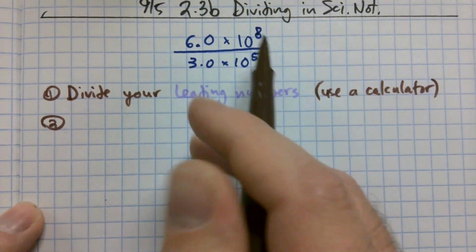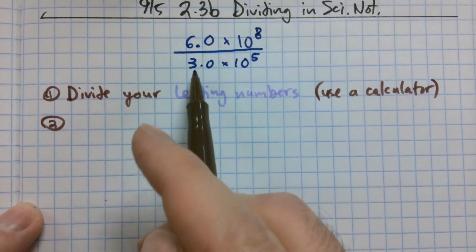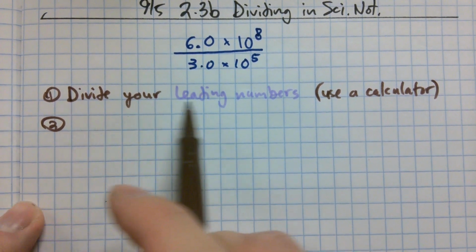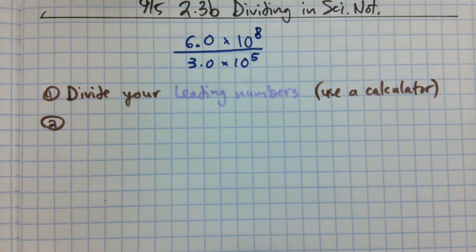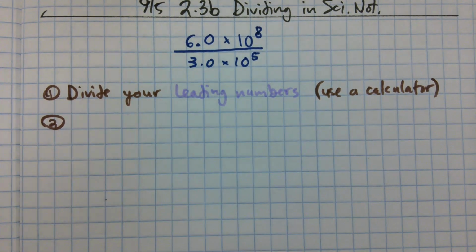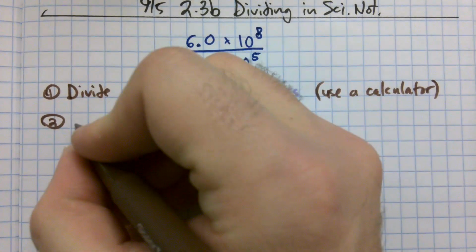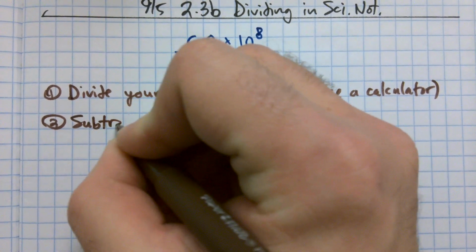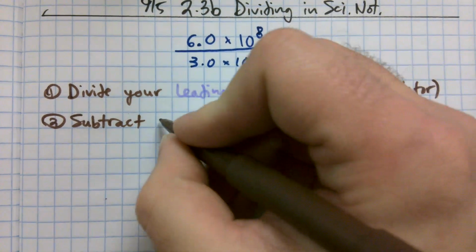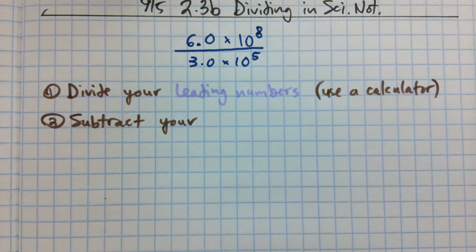If we take a look at this example up at the top, we have 6 over 3. If we divided those leading numbers, what would we get? 2, right? 6 divided by 3 gives us 2. Luckily, that's in between 1 and 10. Nice and simple. Step 2, instead of adding our powers of 10, we're going to subtract your powers of 10.